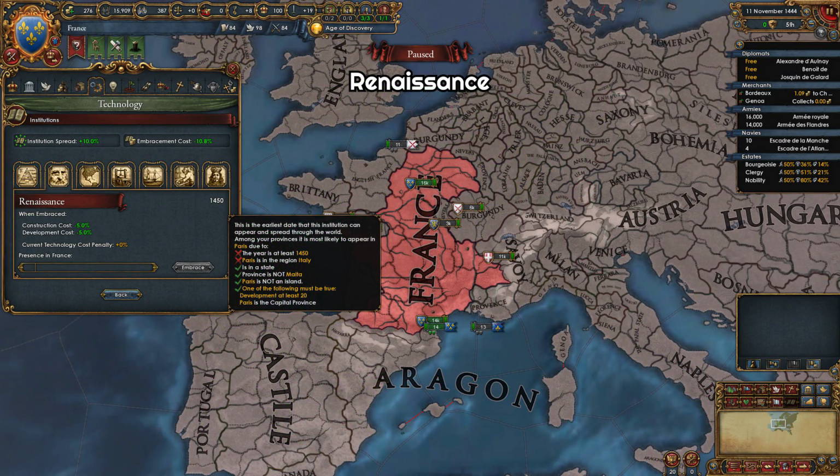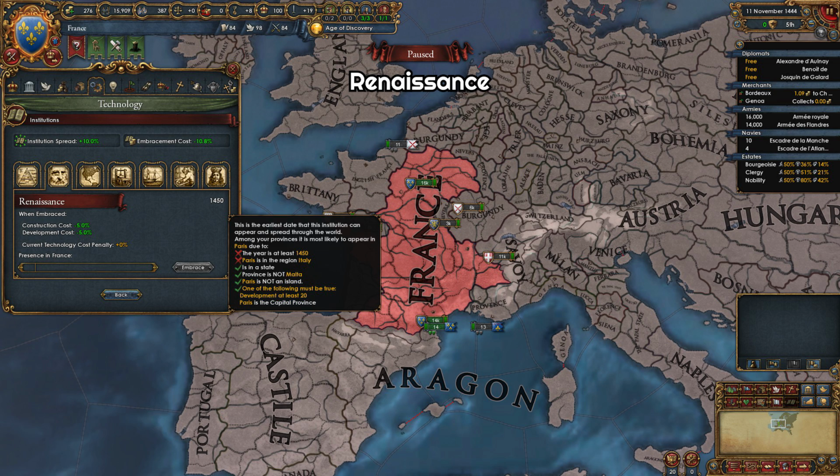Next institution is Renaissance. Renaissance is the first institution you will see spawned in game. For an institution to spawn, the province needs to fulfill certain conditions, and if those conditions are met, the province has a chance to spawn the institution. If there is more than one province that fulfills the conditions, then they will all get a chance to spawn the institution, and that is the RNG part, and so sometimes you won't get the institution even if you have fulfilled all the conditions.